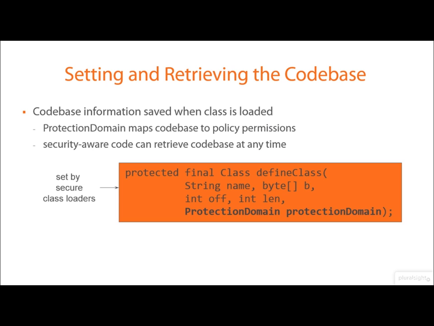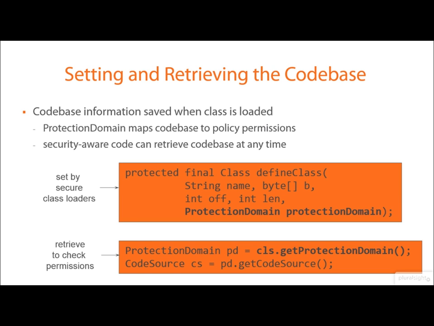So the secure class loader has a defineClass call which looks something like this. It takes the name of the class, the byte array that makes up the class, but it also takes a protection domain object. That protection domain object holds the code source, and it's the code source that holds the information about the code base. We can retrieve this anywhere in code by getting hold of the current class or of a class object, calling getProtectionDomain on that object, and then calling getCodeSource on that protection domain.